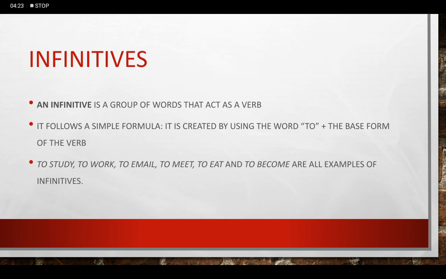Next, we'll try to understand infinitives. An infinitive is a group of words that act as a verb. It follows a simple formula. It is created by using the word to plus the base form of the verb. To study, to work, to email, to meet, to eat, to sing. These are all examples of infinitives. So what do we understand? That an infinitive is a group of words that act as a verb. To is added with the base form of a verb and it is called an infinitive.